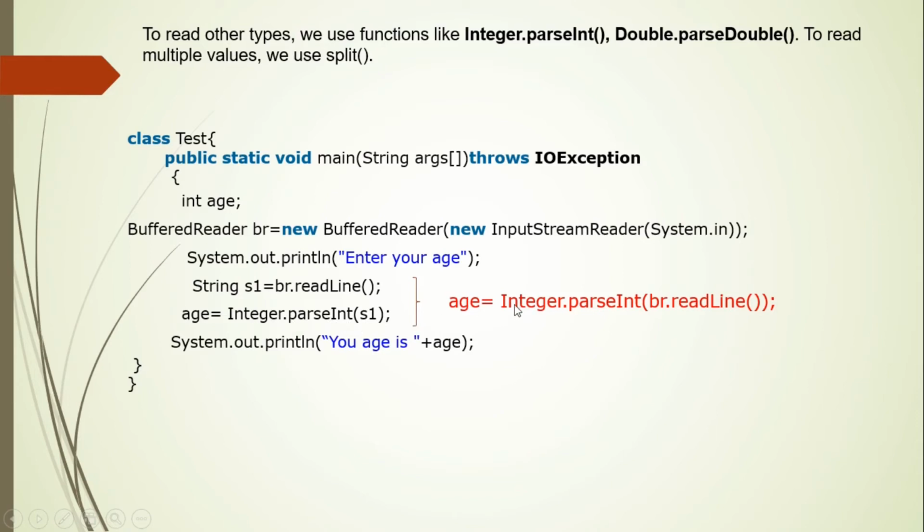We can also combine these two lines and write them as a single line, that is Integer.parseInt of br.readLine as a single line of code. So you can follow any way as you wish. I hope you are clear on this concept. Okay.